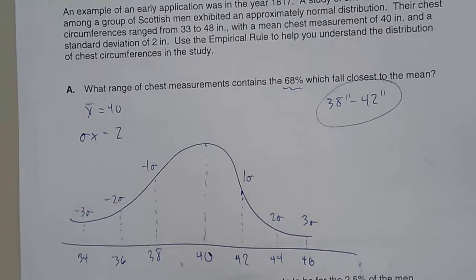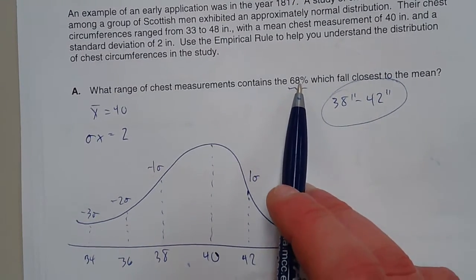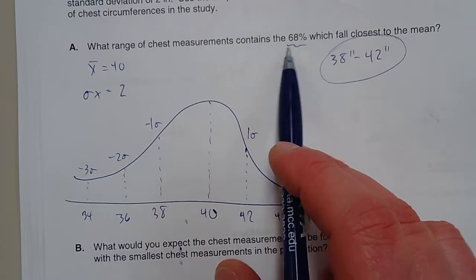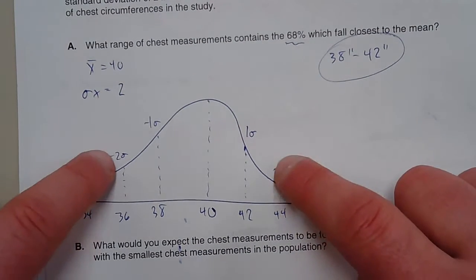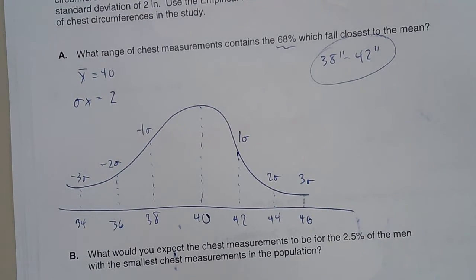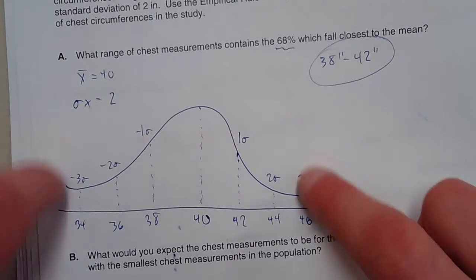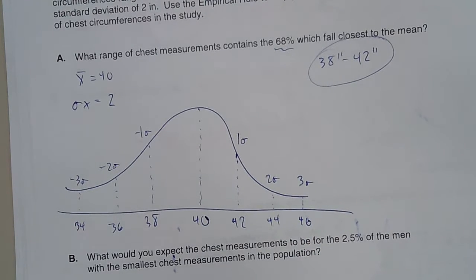You're giving the range of values that meet a certain percentage. So this part can vary. They can give you all kinds of weird percentages. They could say things like 95%. What's the 95% closest to the mean? Well, that's 2 standard deviations out, so that'd be 36 to 44. If they said 99.7%, you'd be like, oh, that's 3 standard deviations out. That's 34 to 46.